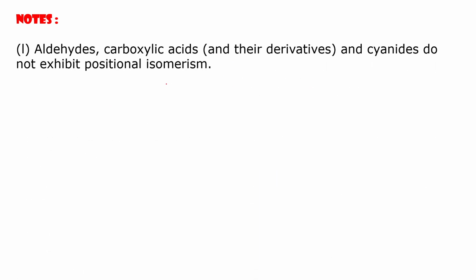Notes. Aldehydes, carboxylic acids: aldehydes means CHO, carboxylic acid means COOH, and their derivatives and cyanides. These do not exhibit position isomers, as these are chain terminating groups. Clear? Coming to the next one.